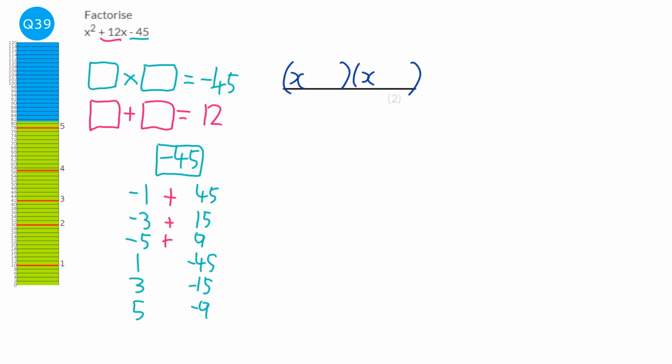Remember, we're looking for them to add together to make 12. So we look down the list here, which ones add together to make 12. This one here, minus 3 plus 15 is 12. So our answers will be minus 3 and plus 15, or the other way around.